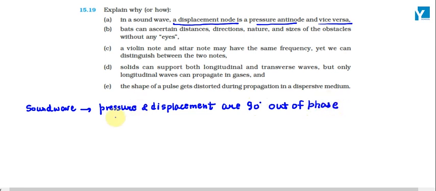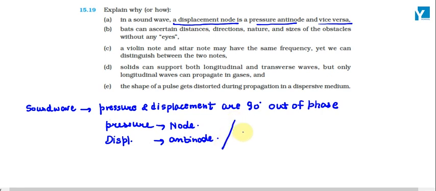So at the point where there is a pressure node, there will be a displacement antinode, and vice versa. This is because pressure and displacement are 90 degree out of phase in a sound wave.